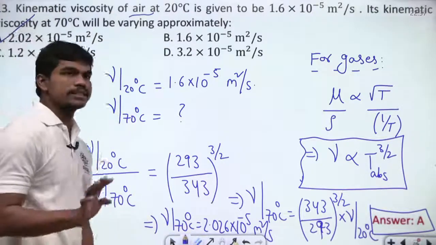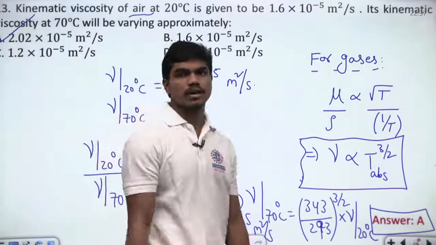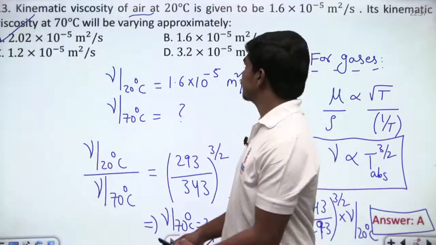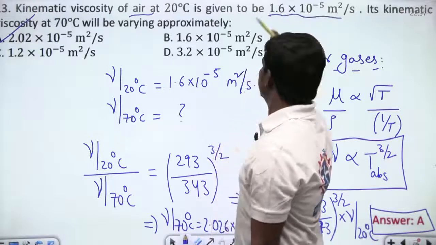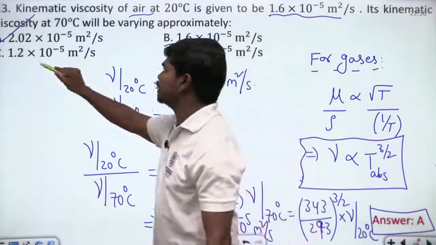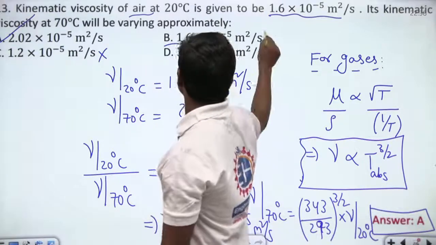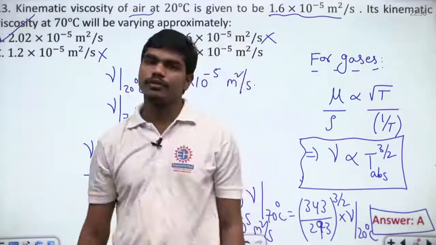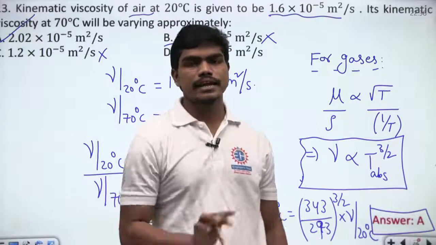Look, one thing is very clear. You can eliminate two options because this value means the kinematic viscosity value will definitely be more than 1.6, correct? So 1.6 and 1.2 won't be the answers. You can eliminate these two, and anyhow you can identify that the answer lies within B and C.